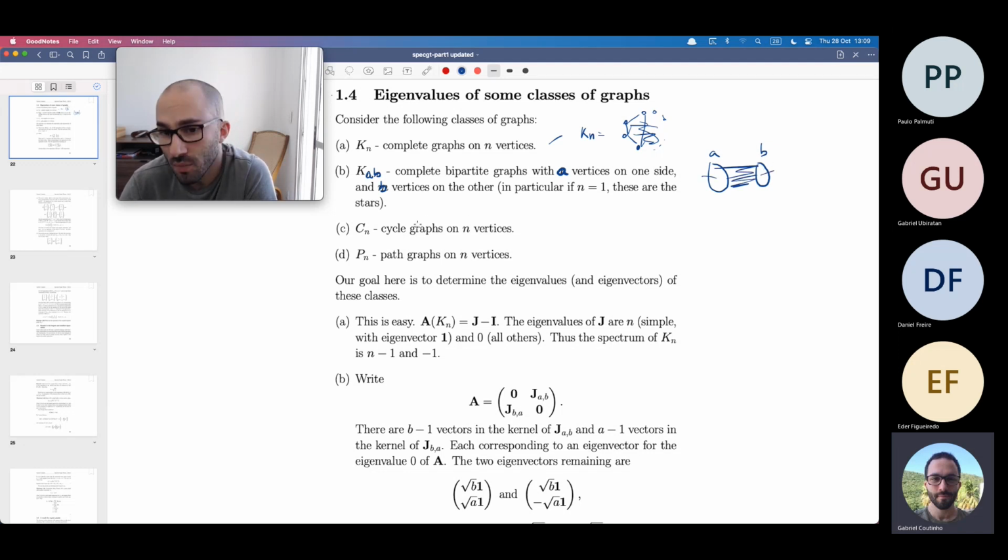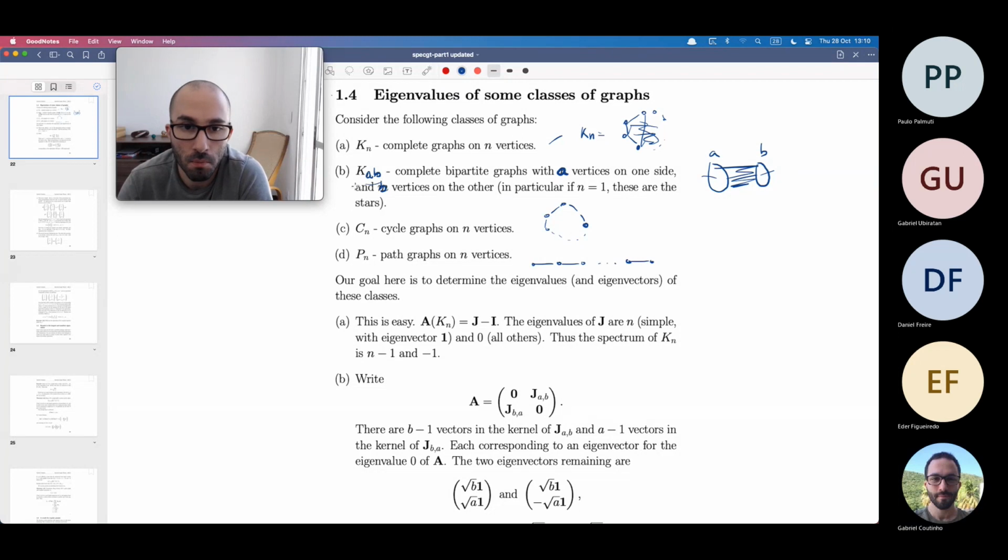The cycle graphs on n vertices, and the path graphs on n vertices. So what I want today in the beginning of the class is to tell you how to compute the eigenvalues of these families of graphs in terms of n or a and b. Of course, here a plus b is equal to n.